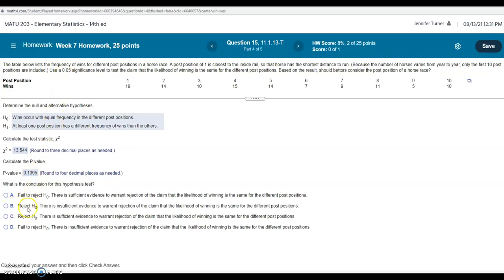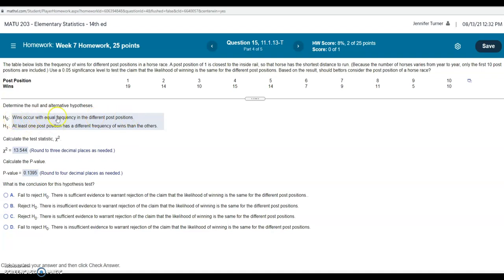So I already know that letter B and letter C here are not going to be the answer because I should be failing to reject the null hypothesis. So the next question is, what does that mean regarding my claim? Let's look again at what the null and alternative hypotheses said. The null hypothesis said wins occur with equal frequency in the different positions. And remember that for this problem, that was the claim, right? They told us up here, test the claim that the likelihood of winning is the same for the different positions. So in a goodness of fit test, your claim will actually be in the null hypothesis. That wasn't always the case with previous tests we did, but it is the case for a goodness of fit.